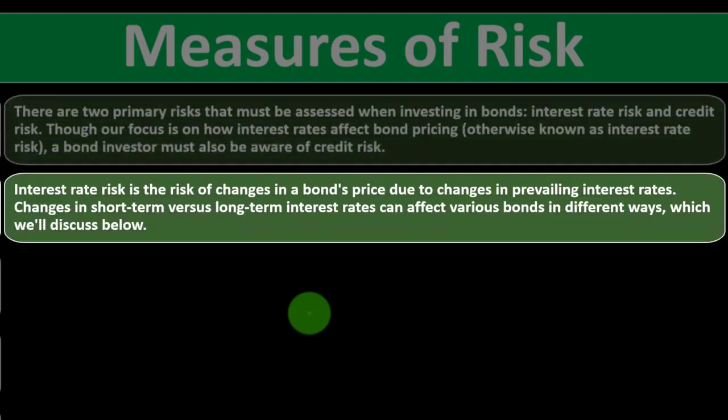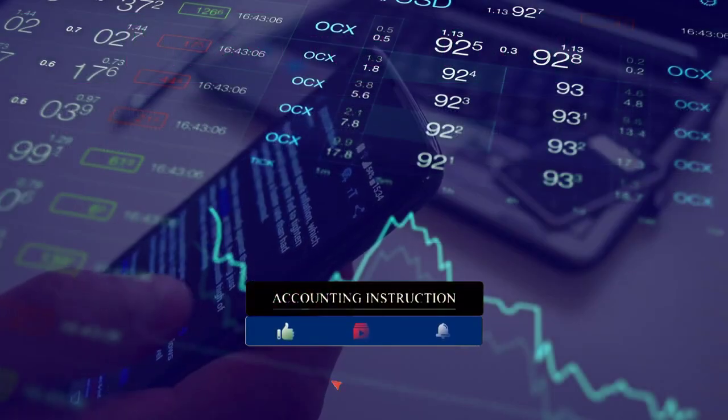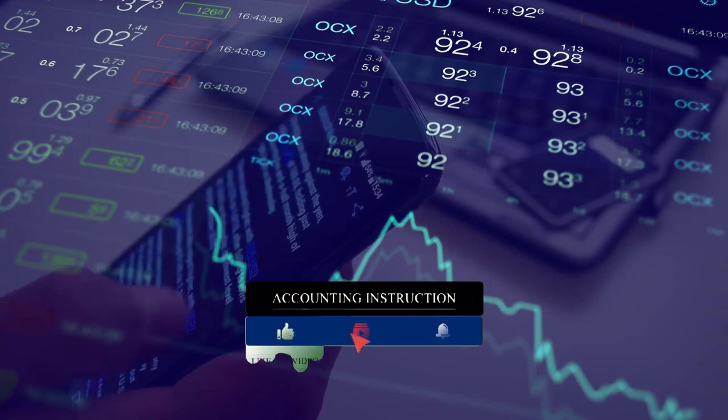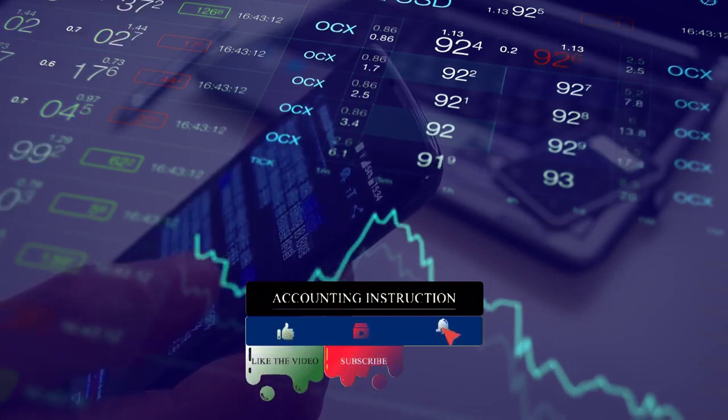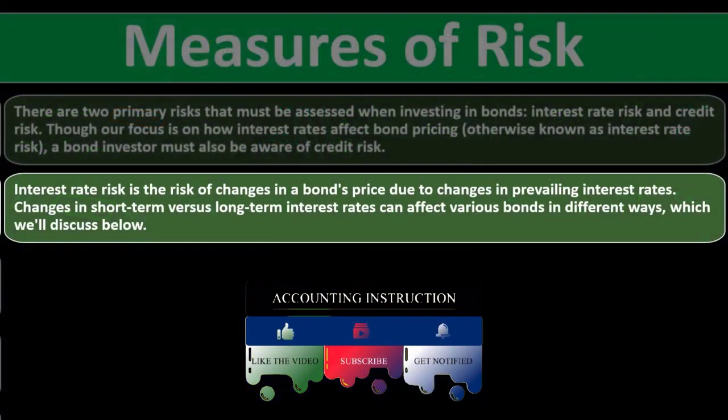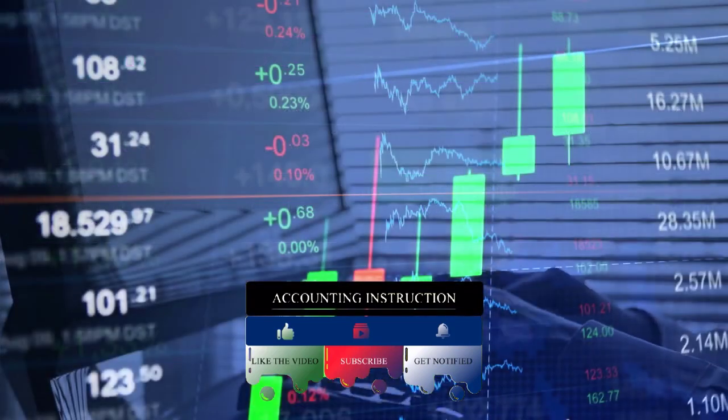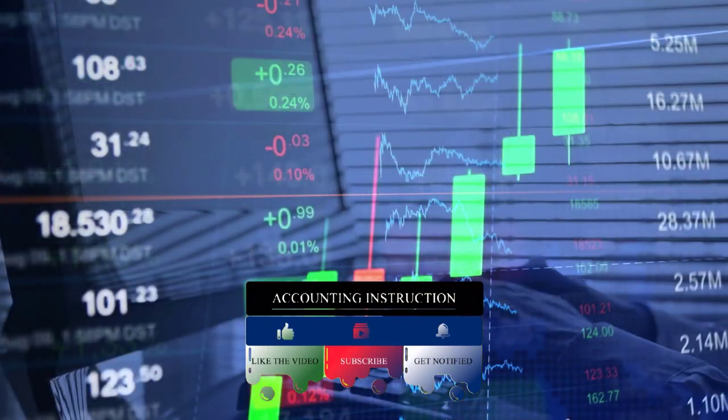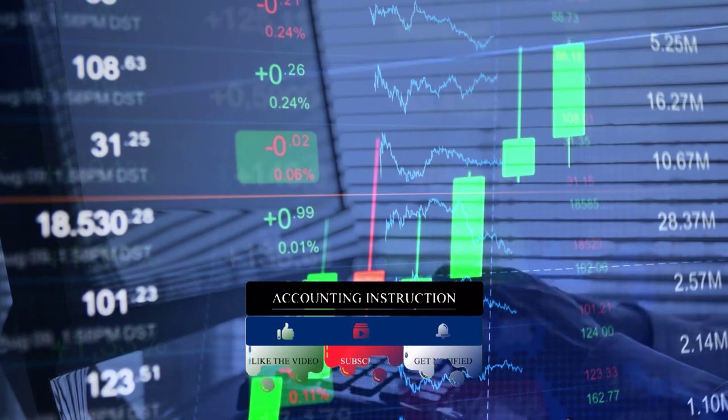So interest rate risk is the risk of changes in the bond's price due to changes in prevailing interest rates. You can think of the interplay between market rates and the rate on the bond. When you're investing in a bond, you're fixing the interest rate that you're getting as a return, because you have a fixed return type of investment, which can be good.